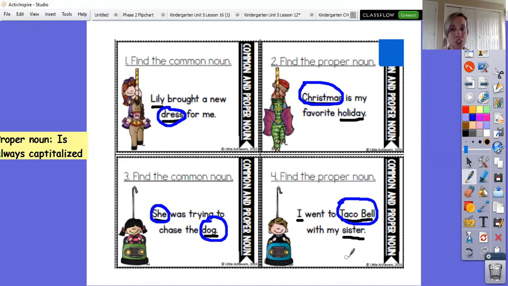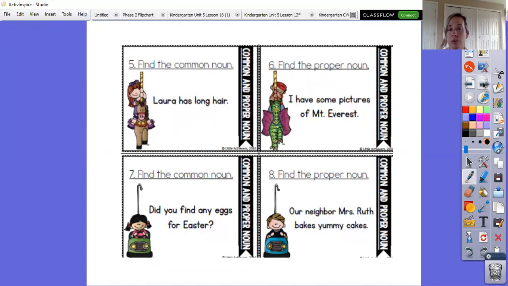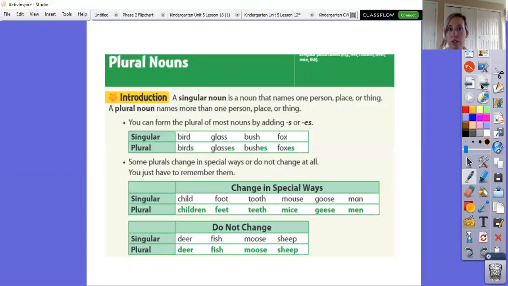Now let's look at sister. Does it say with Susie? Does it say with Becky? No, it just says sister. It could be anyone, okay? So I am not going to circle it, okay? All right, so now we're gonna skip that one for now. And we're gonna get right into plural nouns, okay?